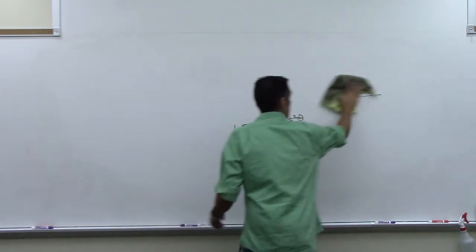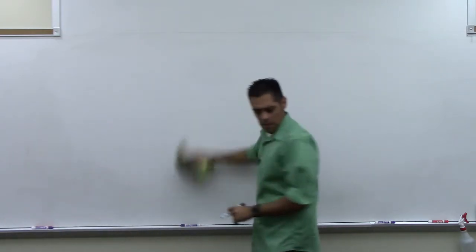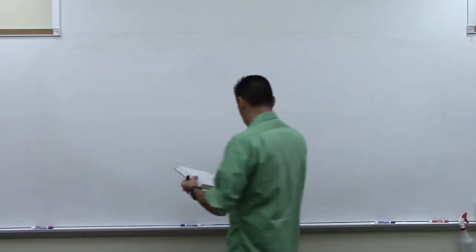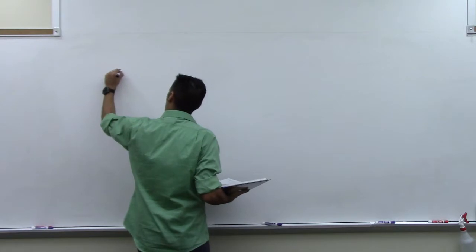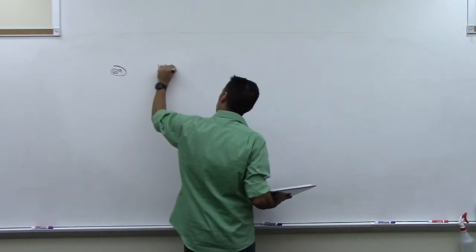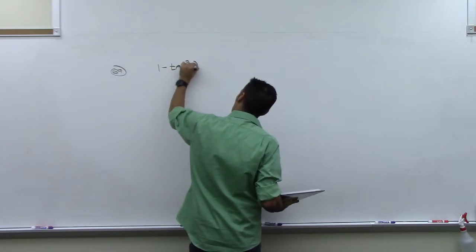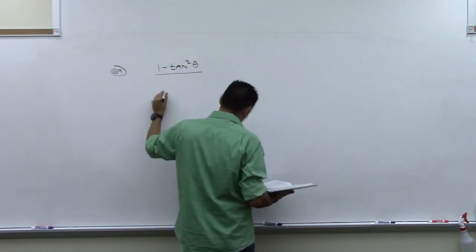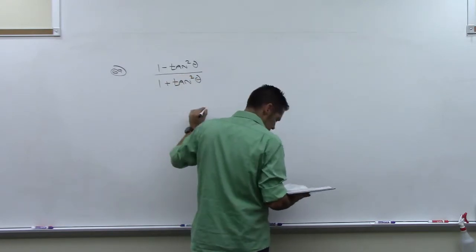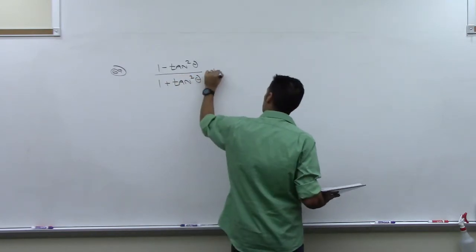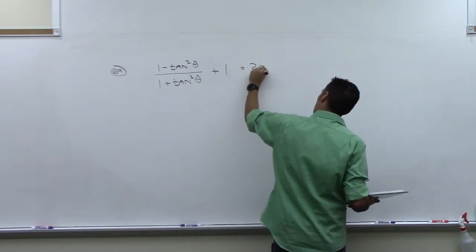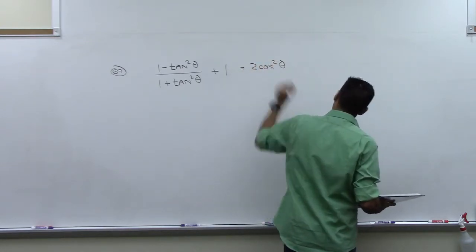I still am not ready to go after 61. How about 69? 1 minus tangent squared theta over 1 plus tangent squared theta plus 1 equals 2 cosine squared theta.